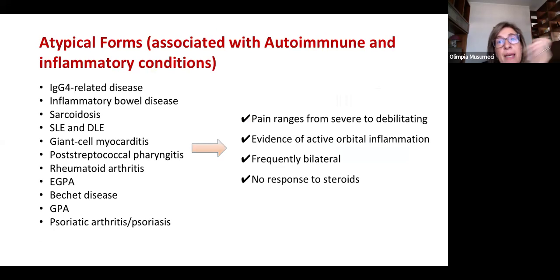There are some atypical forms of inflammatory conditions where eye muscles are involved, some autoimmune conditions that have to be taken into consideration, in particular when the onset is acute or subacute, when there is pain, and sometimes some of them are not responsive to steroid treatment.